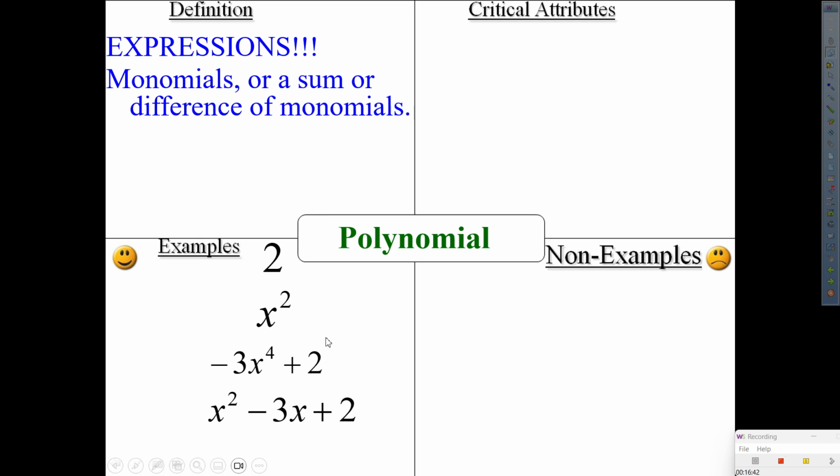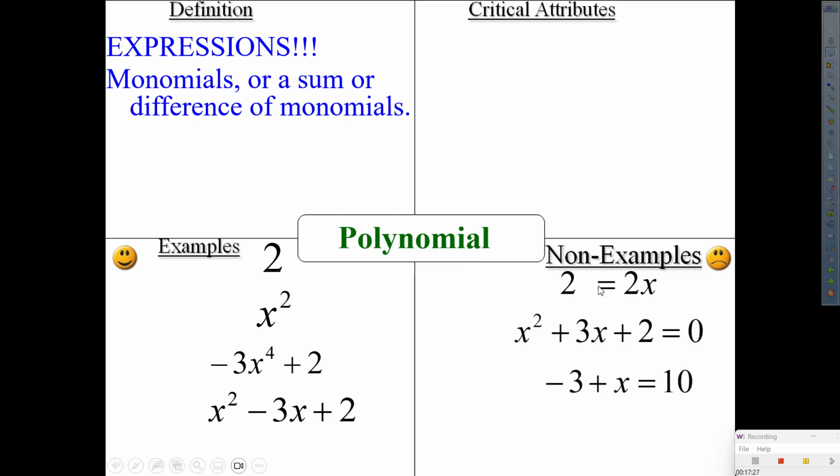So, sum or difference of monomials. Addition or subtraction of monomials. See, there it is. However, for those of you that forgot, poly means many. Poly means what? And nomial means part. So that means polynomial means many parts. Yes.